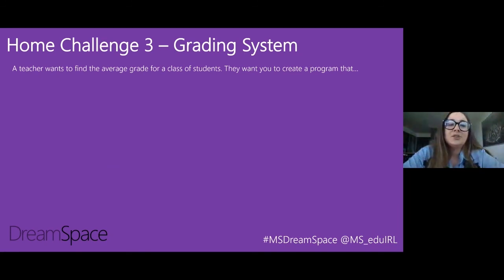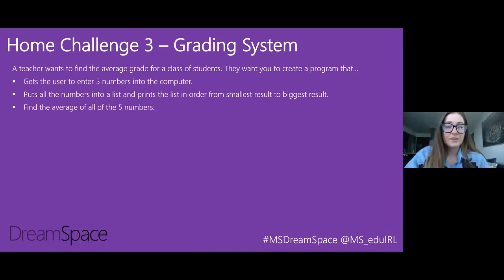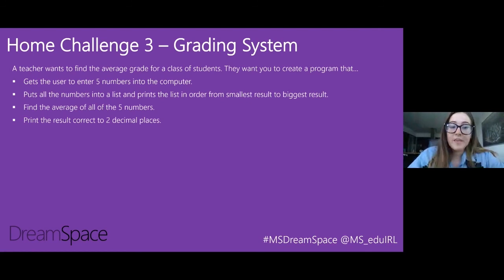This is when a teacher wants to find the average grade for a class of students. They want you to create a program that will get the user to enter 5 numbers into the computer, put all the numbers into a list, and then print the list from smallest to biggest results. Remember, you're going to use your list commands for that one. Find the average of all the 5 numbers, and then print the result correct to 2 decimal places. So you know the difference between integers and floats at this stage.